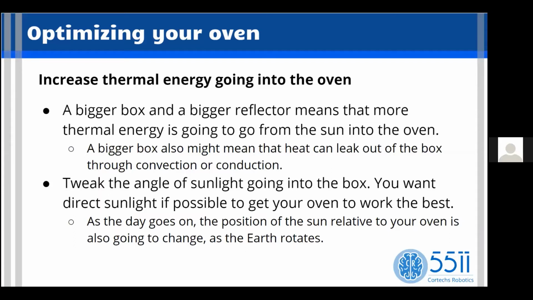Sorry about that. You also have to be careful with this because this also means that heat has more ways to easily go out of the oven, whether it's through convection or conduction. You also want to tweak the angle of the sunlight going into your oven. You want direct sunlight because it means that the energy going into your oven is going to be the most powerful. As the day goes on, where the sun is in relation to your oven is also going to change because the earth is rotating.